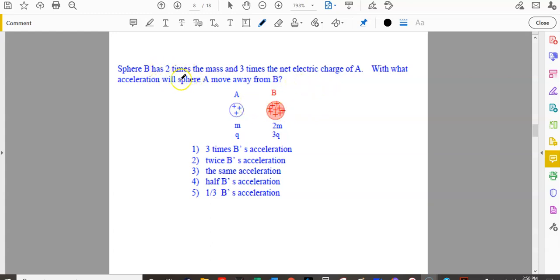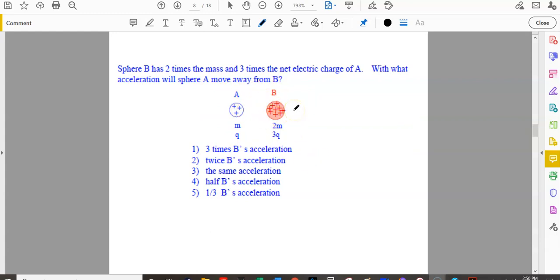With what acceleration will sphere A move away from sphere B? Will it be 3 times B's acceleration? Will it be twice B's acceleration? Will it be the same acceleration, half the acceleration, or 1/3 the acceleration? So what will the acceleration of A be compared to B?